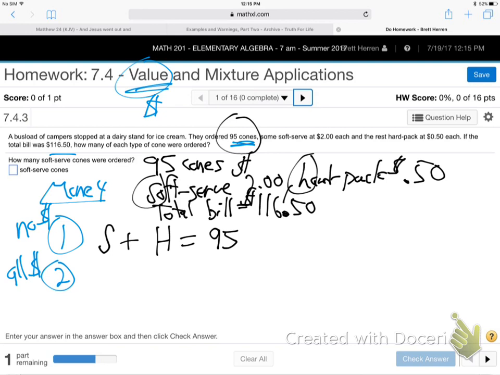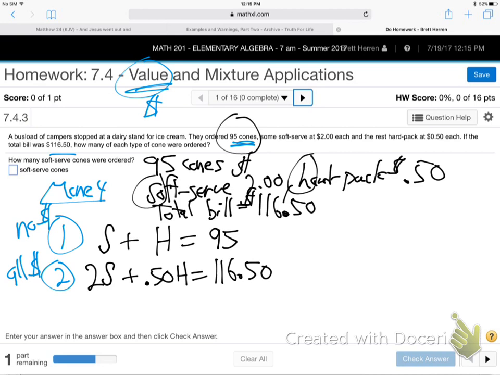Does that make sense? The first equation has got no money. Just treating them like objects. How many of this kind of cone, that kind of cone, how many total cones? I don't care what they're worth, just how many. First equation has got no money. Second equation comes in the money. So you put the soft serve, 2 times S, they're worth $2 each, plus the hard pack, plus 0.50 H, and the total monetary value, $116.50. There we go. See how this one has money, money, money. It's all about monetary worth, right?